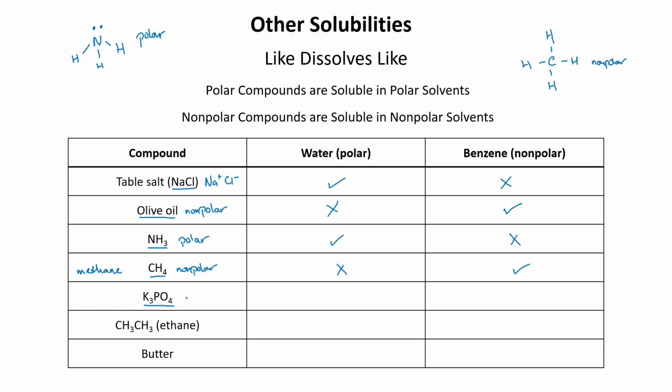Next up, we have another salt, potassium phosphate. Again, this is a very polar compound because it's going to form a cation and an anion. And remember, your potassium salts are always soluble. But what are they soluble in? They are soluble in water, which is a polar solvent. So will potassium phosphate be soluble in benzene, which is a nonpolar solvent? No, it will not.